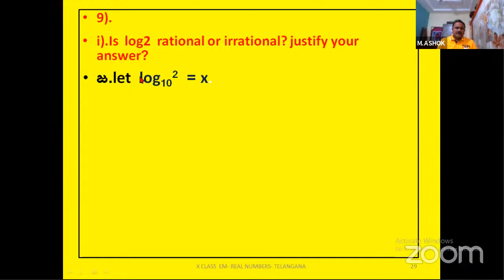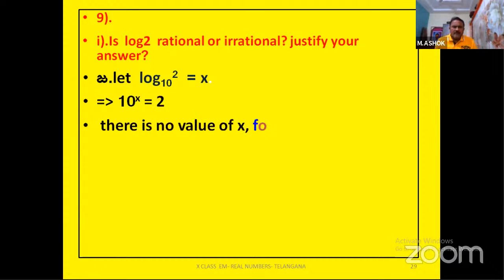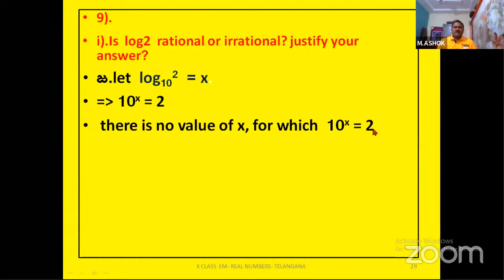The base is not given. For common logarithms, the base is 10, so I am taking 10. So log 2 base 10 is equal to x. Write the exponential form. Simply it becomes 10 to the power of x is equal to 2. Actually there is no value of x for which 10 to the power of x equals 2.